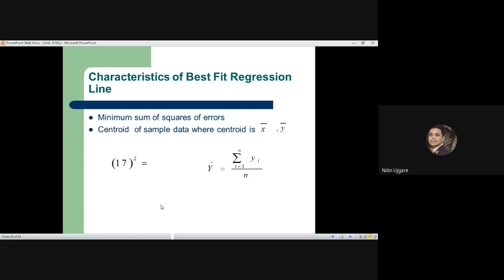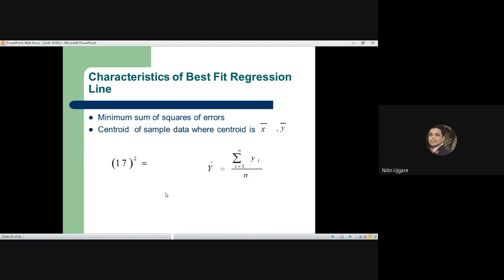I'll just go a bit fast. These are some characteristics of the best fit regression line. Now, I have drawn a linear regression line, but how do I come to know that the regression line that I have made is a best fit regression line to my x and y plane? X represents the independent variable and y represents the dependent variable. So how do I identify that the line that I have drawn on this x and y plane is the best fit line to this plane? If the line makes the minimum sum of square of errors, then it is called the best fit line.